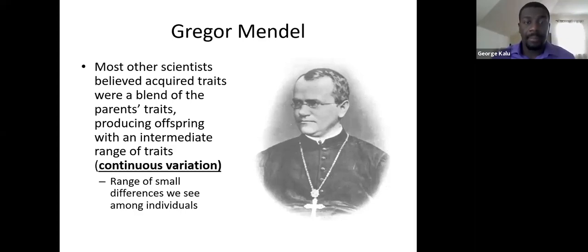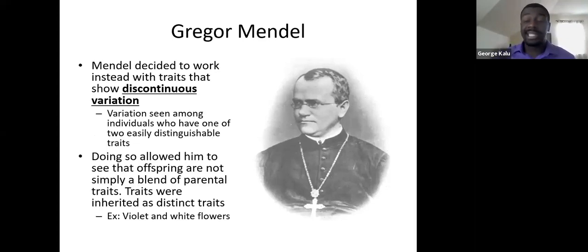Okay. Now Mendel decided to go away from that. He wanted to work with traits that showed discontinuous variation, and a lot of scientists at the time didn't really think discontinuous variation was a thing. Discontinuous variation is where an individual inherits one of two traits. For example, if one parent has black hair and another parent has brown hair, the offspring will inherit either black hair or brown hair, not a combination of the two, but one or the other. So offspring will inherit one of two easily distinguishable traits. That's what discontinuous variation was.